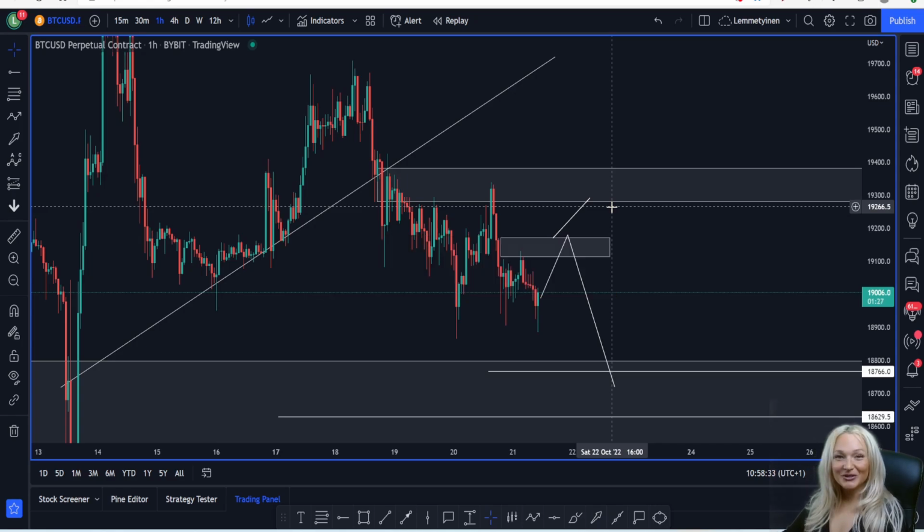I hope you did enjoy the breakdown when we're using the support and resistance zones with the trend lines combined with the Fibonacci, because it is amazing, guys.